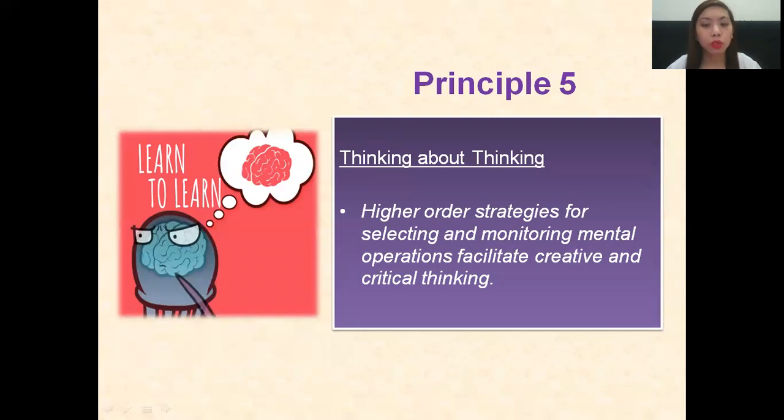Successful learners are able to reflect on how they think and learn. They set reasonable goals and select appropriate learning strategies or methods. They continuously monitor their progress toward the goals that they have set.